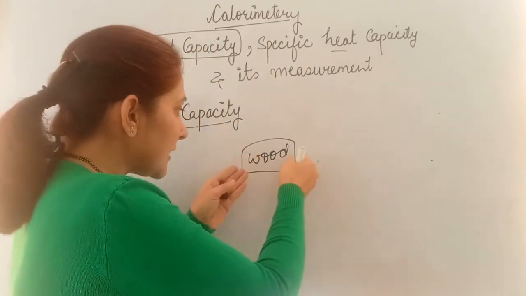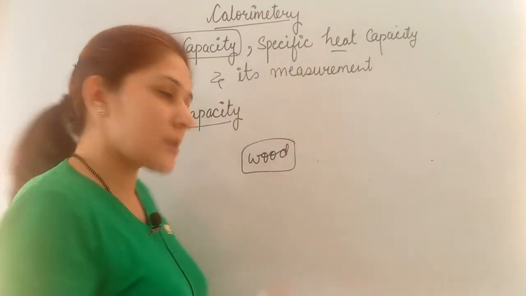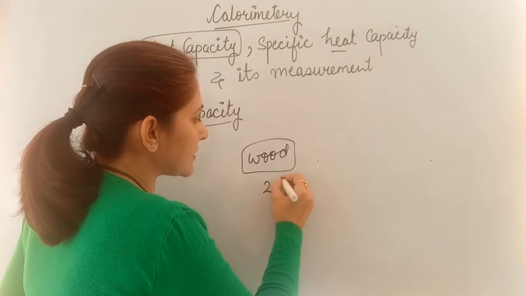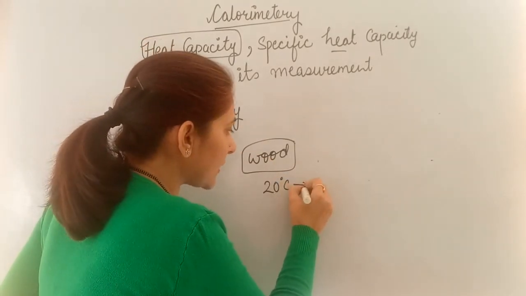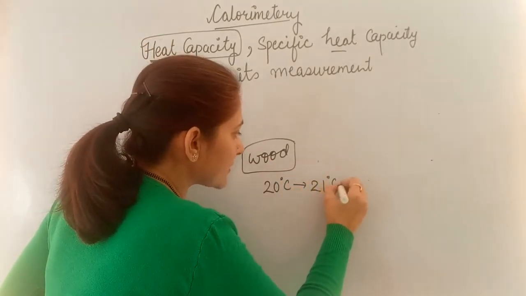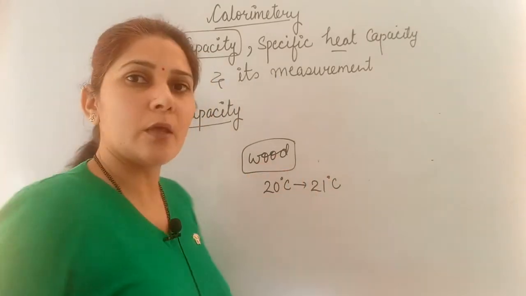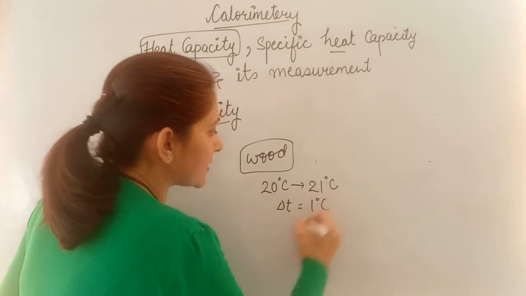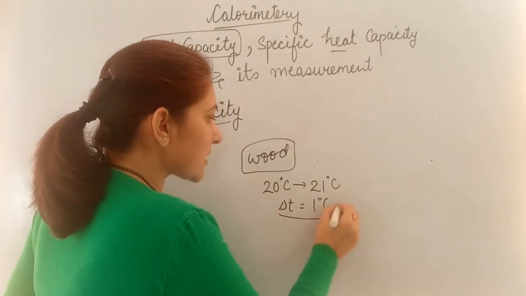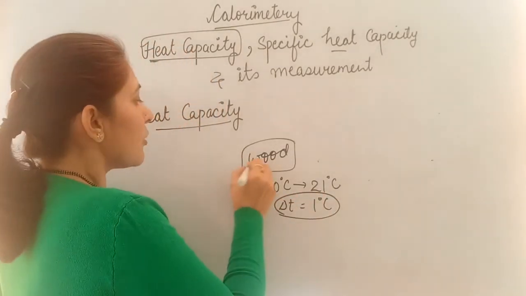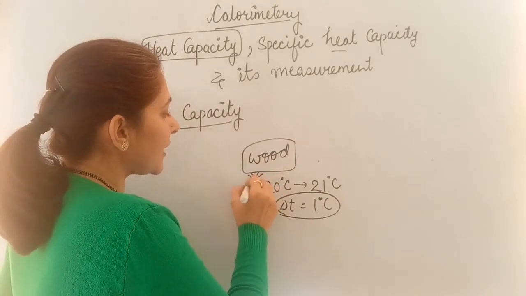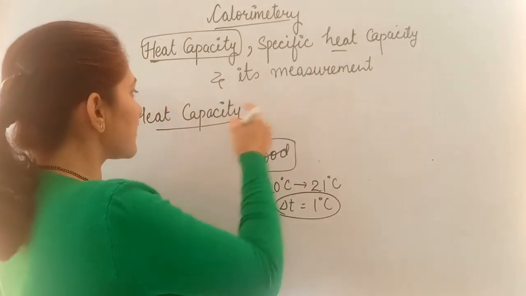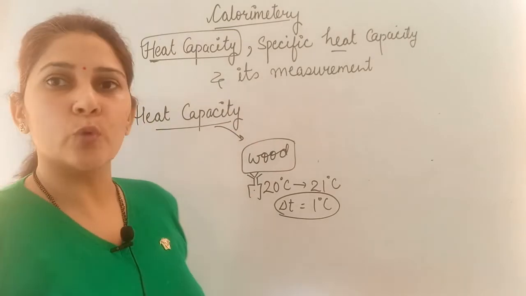Celsius. It is initially at whatever temperature. Suppose it is at 20 degree Celsius. It has to increase its temperature by 1 degree Celsius. That means it has to be at 21 degree Celsius. So what will be the change in temperature? That is 1 degree Celsius. Means to raise its temperature by 1 degree Celsius, whatever is the amount of heat absorbed by the wood is known as the heat capacity of the wood.